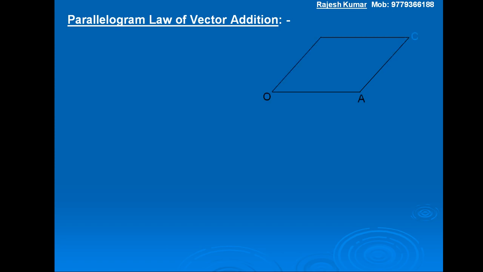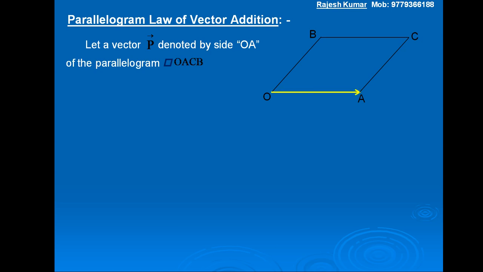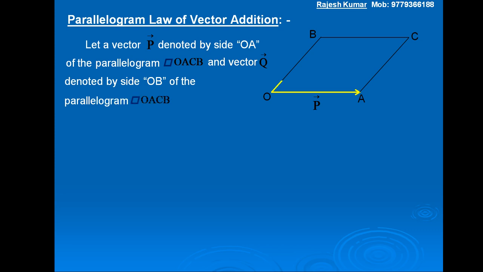Suppose a parallelogram OACB, let a vector P be denoted by a side OA of the parallelogram OACB, that is, P vector is represented completely in magnitude and direction by the side OA, and vector Q denoted by a side OB of the parallelogram OACB at an angle theta. That is, the angle between vector P and vector Q is theta.